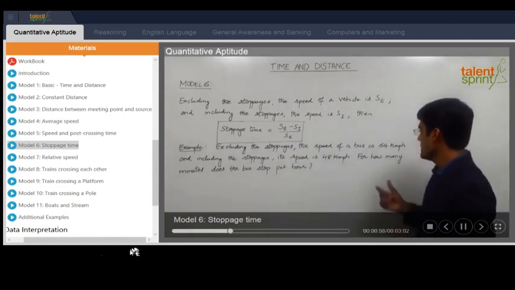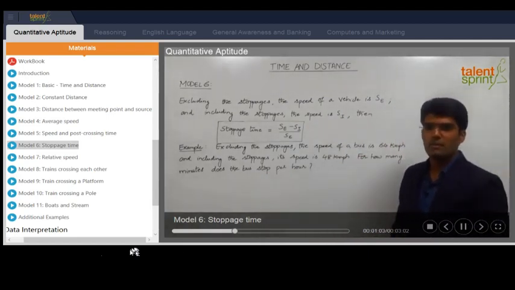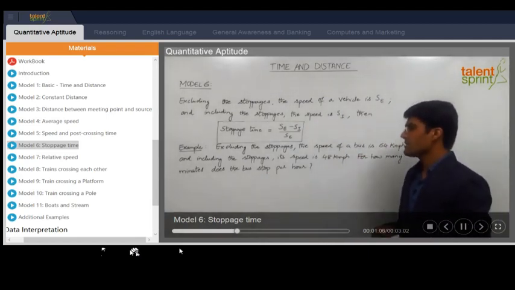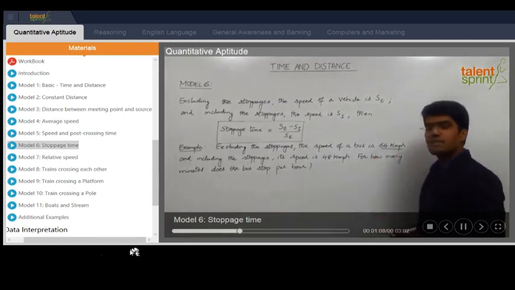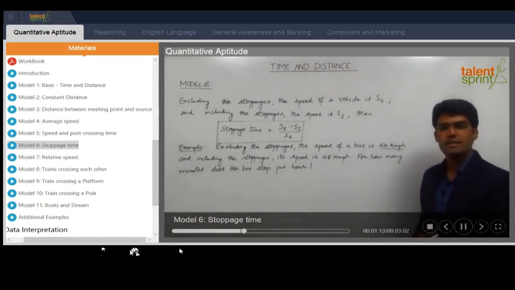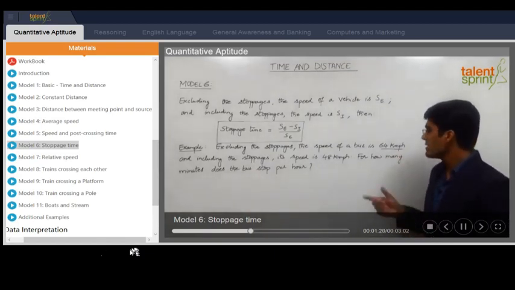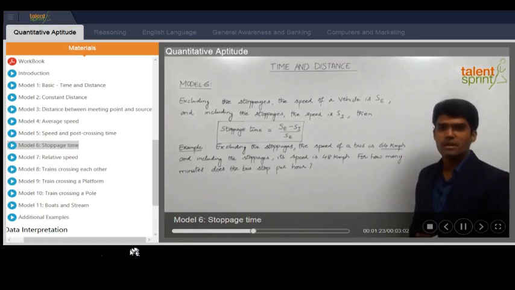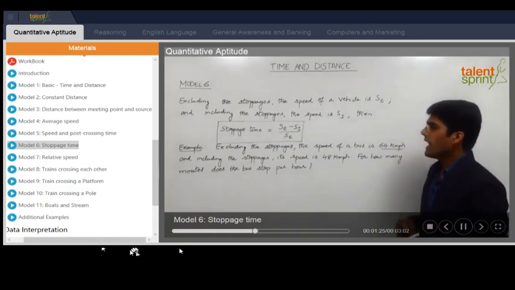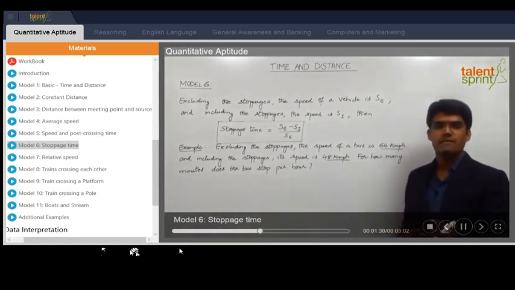So here, as you can see, we need to find out the number of minutes for which the bus stops per hour. Now, as given in the question, excluding the stoppages, the speed is 64 kilometers per hour. That means when the bus runs non-stop without stopping at any places, the speed is 64 kilometers per hour. Remember, in general, when we say speed here, it is the average speed of the bus. So the average speed of the bus is 64 kilometers per hour without stopping at any place, and including the stoppages, its speed is 48 kilometers per hour. So when the bus stops at different places, per hour it can cover only 48 kilometers.